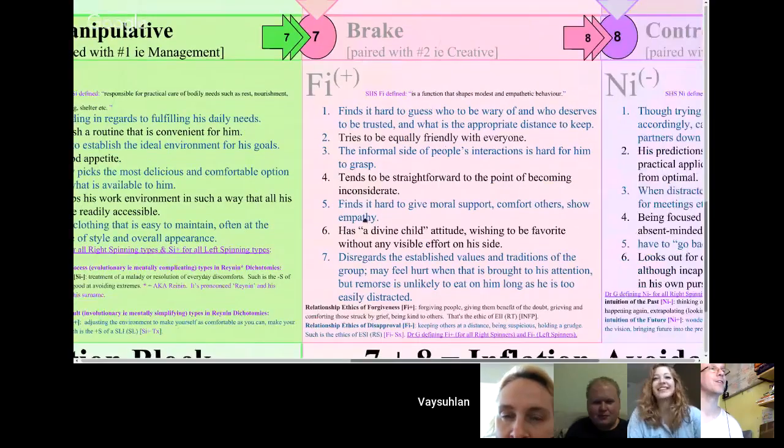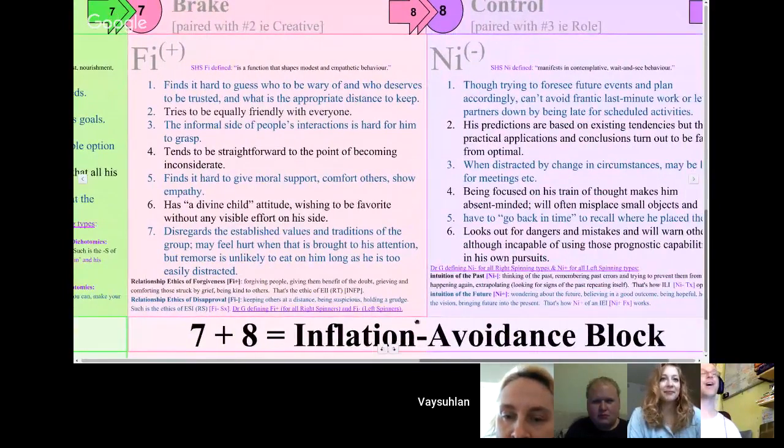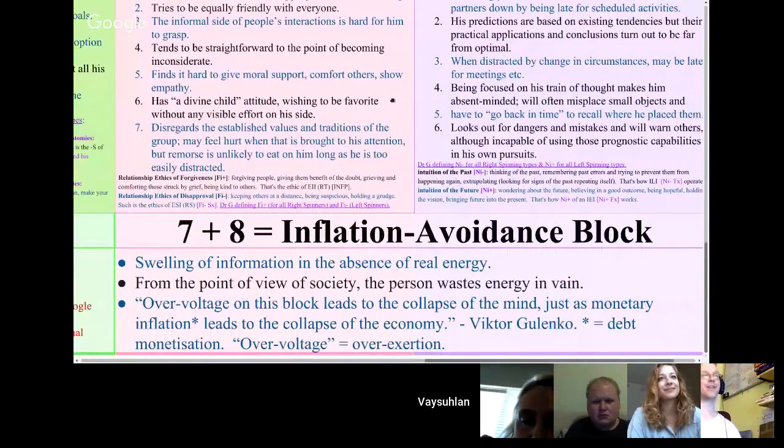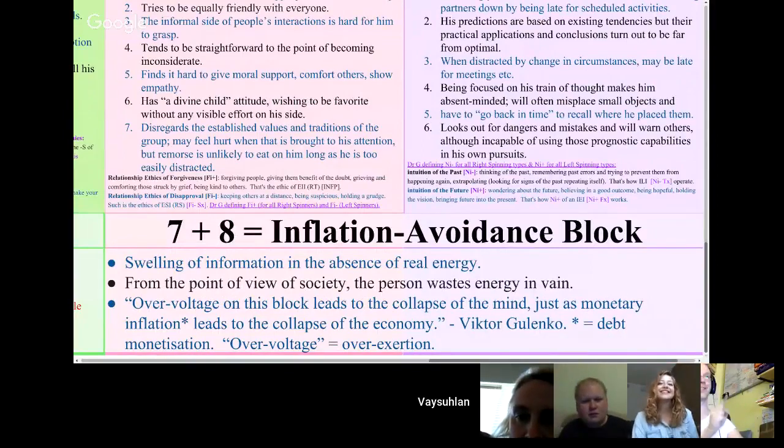So we now have the inflation avoidance block. And Dario and I love the fact, because we are both libertarians, that Victor put this in: "Overvoltage on this block leads to collapse of the mind, just as monetary inflation leads to collapse of the economy." Subtle. Yes, but you see, I know they had very high inflation in Russia. They might have also had it in Ukraine as well. I'm not sure.